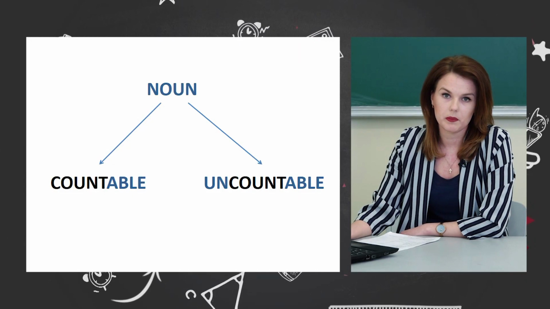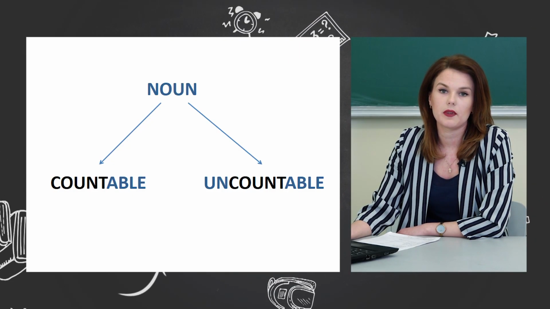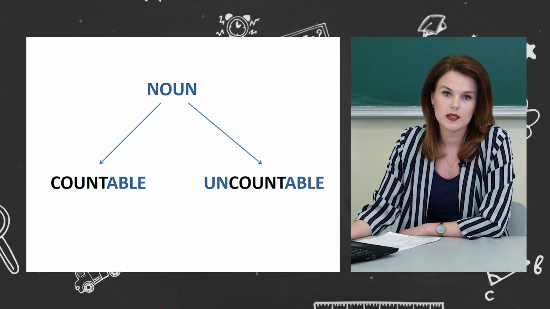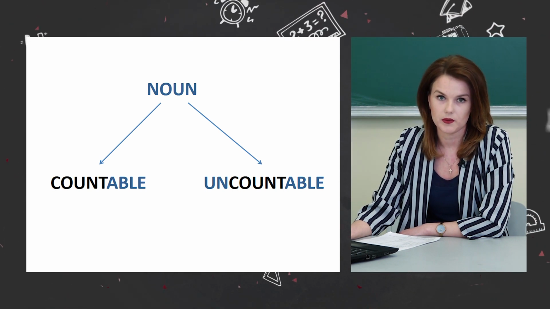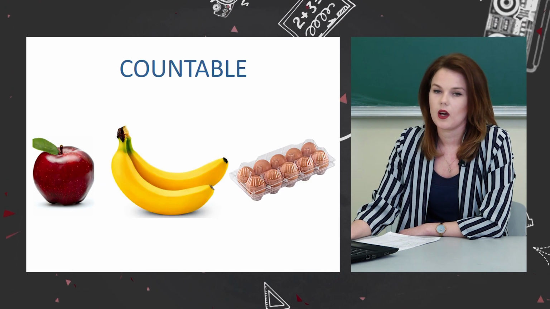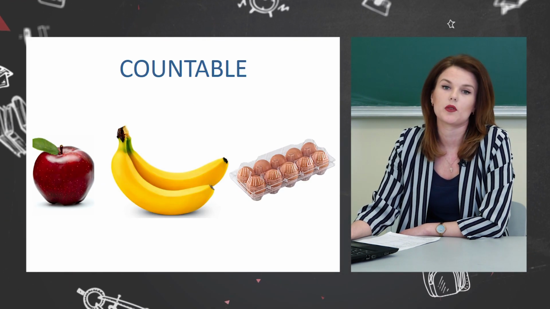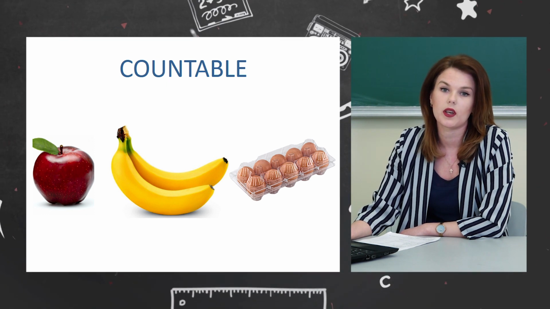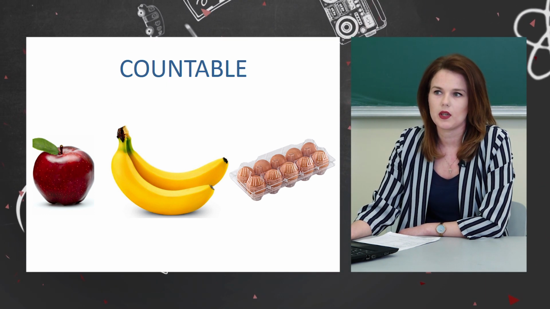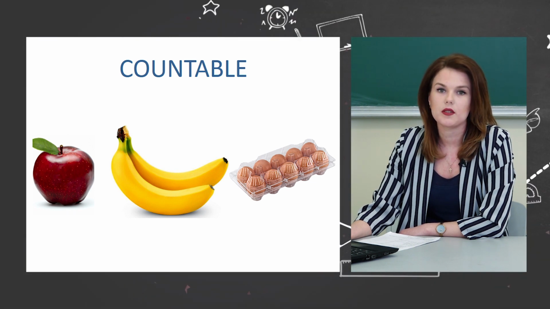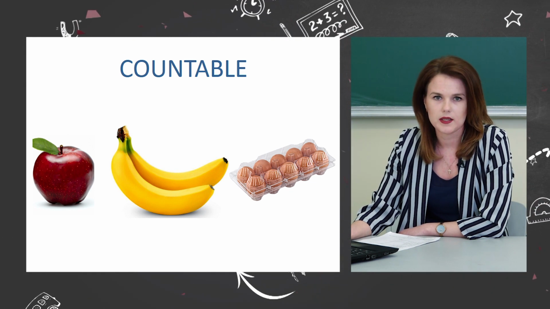Let's start with the noun. Remember please that you can divide all nouns into countable and uncountable nouns. Countable noun means исчисляемое существительное, то есть то существительное, которое вы можете count, посчитать. You can say 1 apple, 2 bananas or 10 eggs. These words have the plural form.